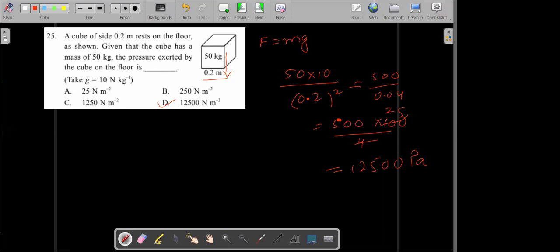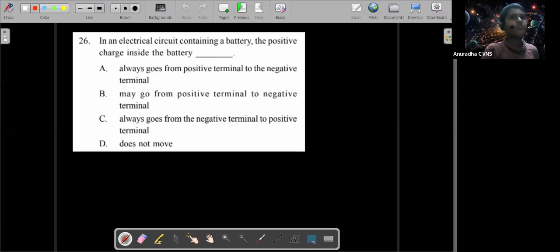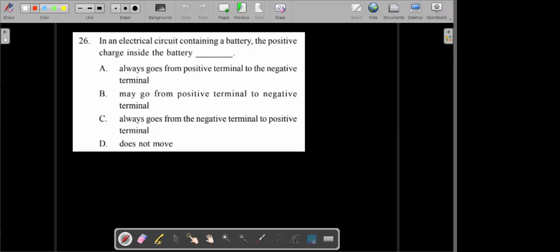Sir, can you share the next question once? Yeah, the next question is here. In an electric circuit containing a battery, the positive charge inside the battery always goes from positive terminal to the negative terminal, may go from positive terminal to the negative terminal, always goes from negative terminal to the positive terminal, or does not move. A, sir. Yes, sir.